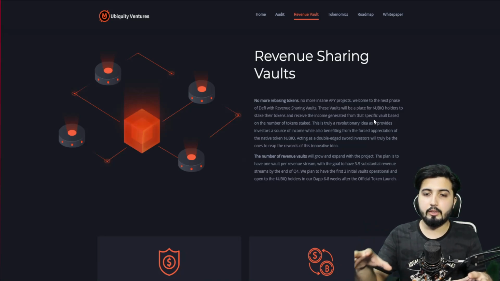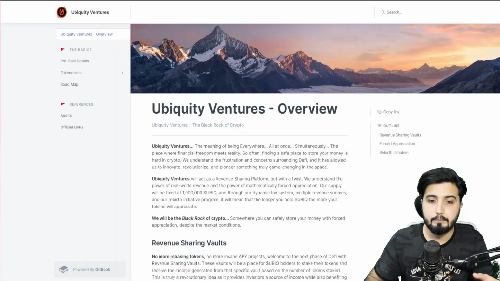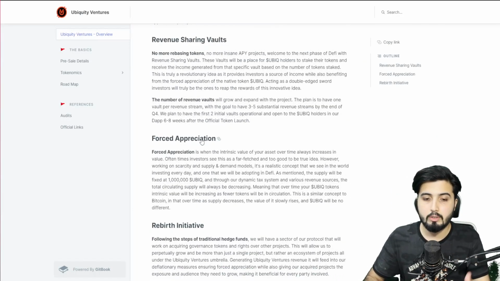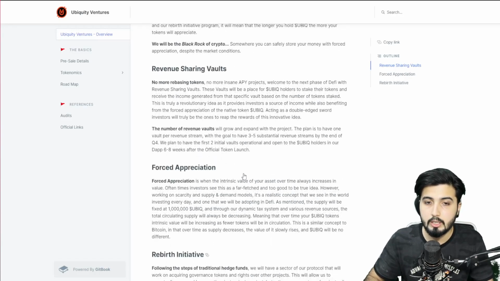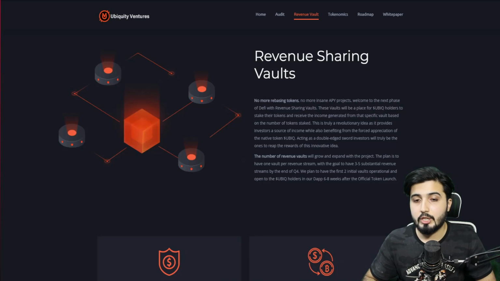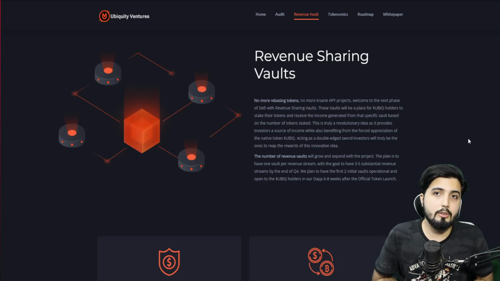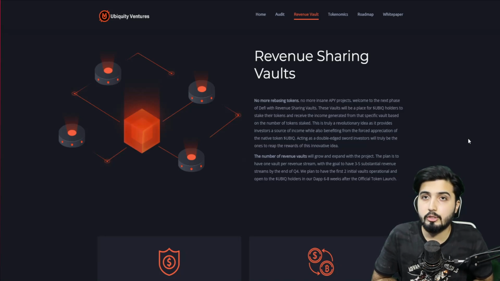Now, the functions that we have to study here, what makes this amazing, are the forced appreciation and the Rebirth Initiative. We already have talked about the revenue sharing vaults. Now what forced appreciation is, which is kind of like the same as rebasing, but I wouldn't say it's rebasing. In this one, you can control the supply, in a sense. If you burn the tokens, you're basically reducing the supply. You have options to play with the price, with the value.